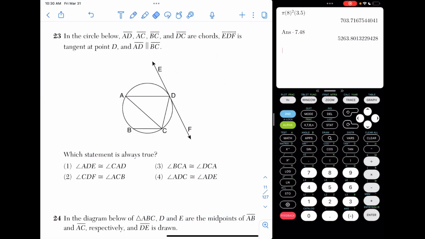Okay, let's take a look at number 23. In the circle below, AD, AC, BC, and DC are chords. Line EDF is tangent to the circle at D, and AD is parallel to BC. So I'm going to mark off AD and BC as parallel. I'm going to guess that that's going to be a key part to this question because the beginning pieces are just describing or naming the segment, saying this is a chord, this is a tangent. But AD being parallel to BC is giving us an actual fact that we can work with.